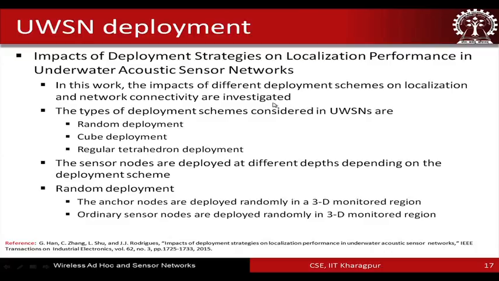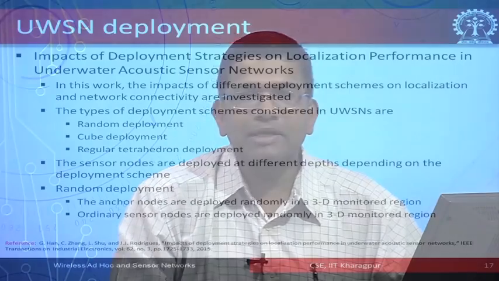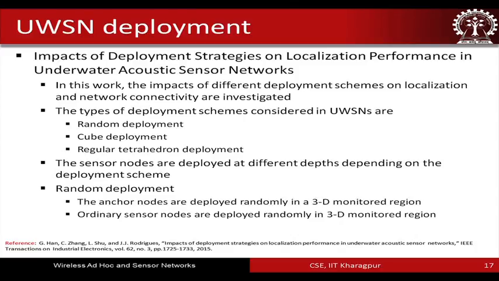The different deployment schemes that are considered are the random deployment and the cube deployment. Cube deployment means that cubes are considered, and at the corners of the cubes the anchor nodes are placed. And regular tetrahedron deployment means that tetrahedral shapes are considered and the nodes are placed at the different vertices of the tetrahedron, and these are going to act as the anchor nodes. So, the sensor nodes are deployed at different depths depending on the deployment scheme.